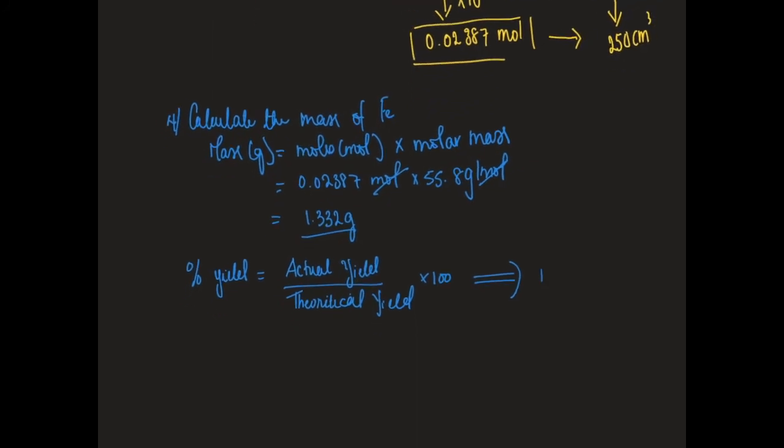So we have both values. So we divide 1.332 grams, and we're going to divide that by 8.25 grams and multiply that by 100 to get the percentage yield, 16.1%.